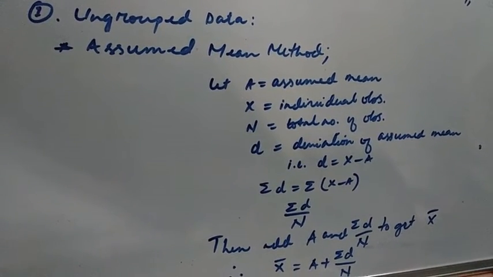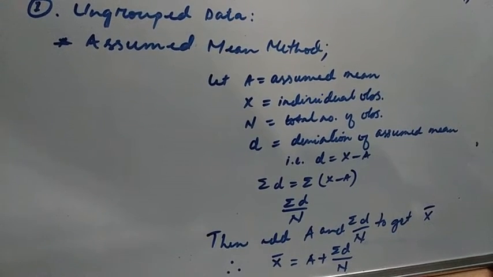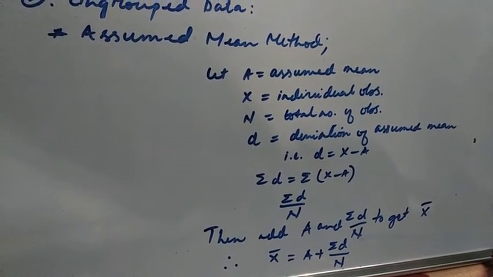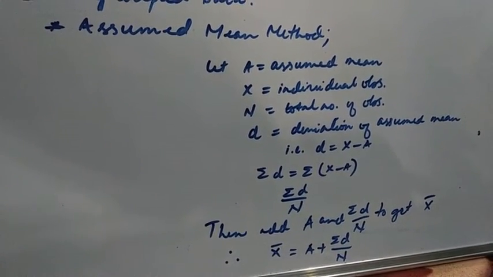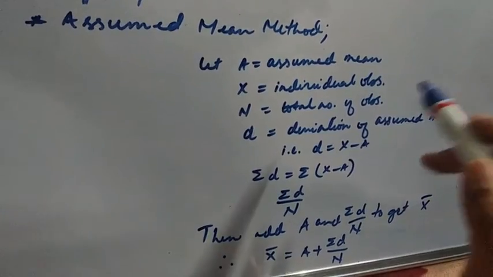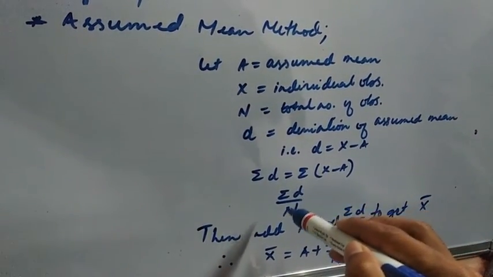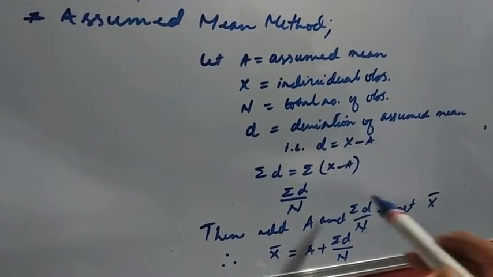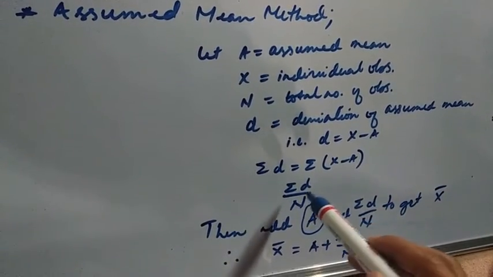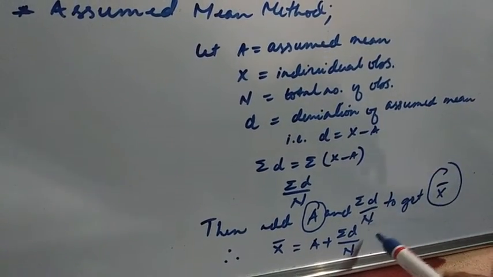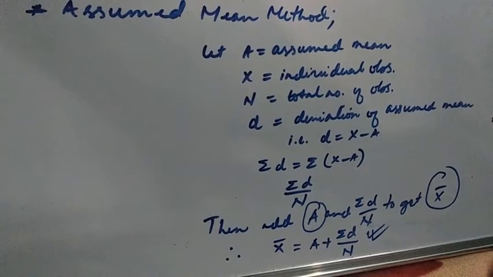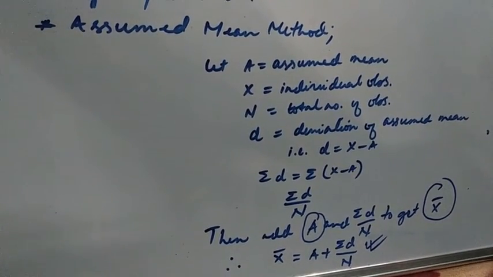Under ungrouped data, we are not actually finding the arithmetic mean directly because the data is too large. So we assume a particular value, and after assuming that, you find the deviation of that assumed mean from the individual observations. After that, you find the summation of the deviations and divide by the number of observations, and then you just add the assumed mean A to the summation of D divided by N to get this value. The formula we derive is A plus summation D divided by N, that is the formula for the assumed mean method.